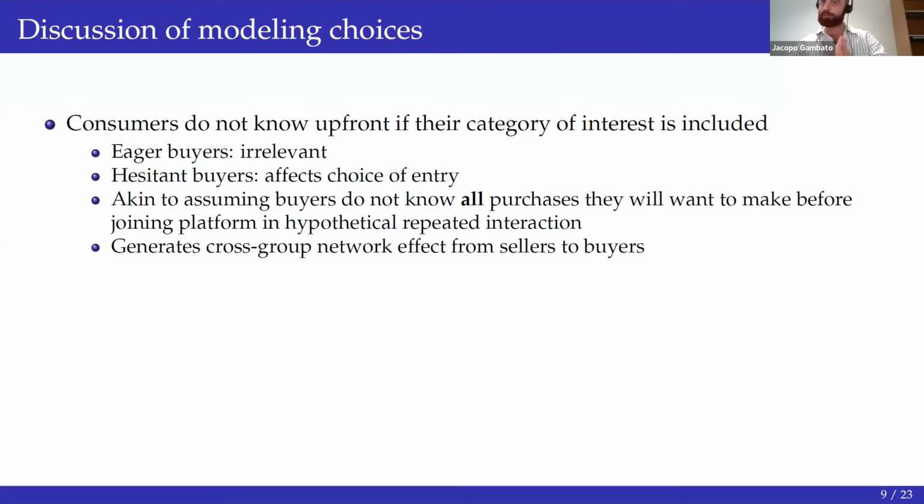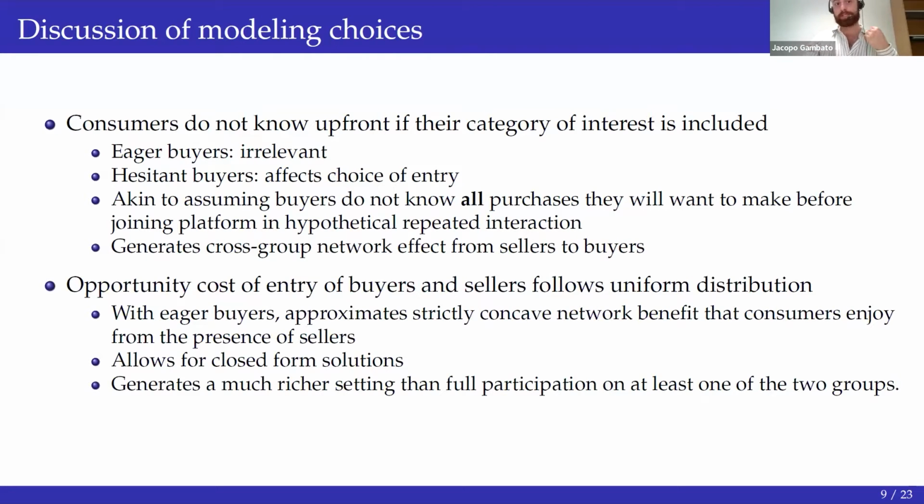It's not extremely realistic, if we think about it as a one-shot interaction, that consumers do not know what they want before joining. But if one thinks about a hypothetical repeated interaction of a consumer on a platform, this is akin to imagining the consumer not knowing to begin with every purchase that he will want to make on the platform, and therefore the consumer does not anticipate the whole value that he expects to get from interacting with sellers on the platform. Reduced to a one-shot manner, this effectively is as if the consumer does not know what he wants and discovers it only upon joining the platform. Moreover, this is a neat, simple and tractable way to generate cross-group network effects from sellers to buyers rather than just from buyers to sellers, which we are more used to.